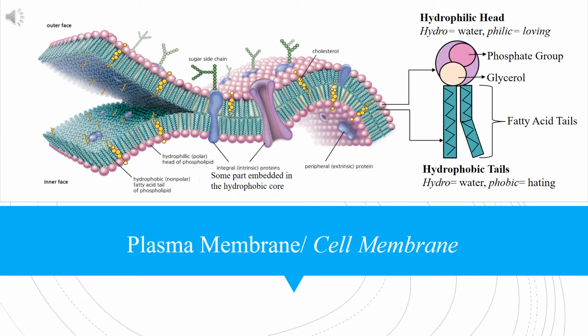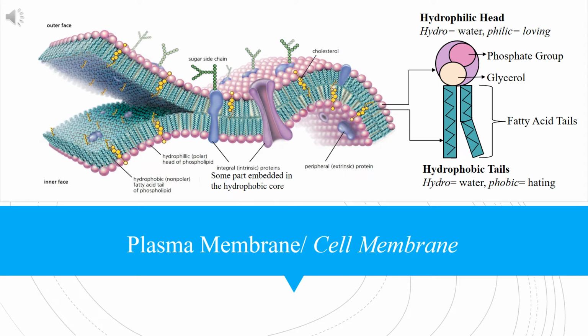Phospholipids. They make up almost 40 to 50% of the plasma membrane. A phospholipid molecule is made up of a hydrophilic head and two hydrophobic tails. Now, what do hydrophilic and hydrophobic mean? Hydrophilic. Philic means loving or attracting. Hydro means water. Therefore, it is the water-loving or water-attracting head of the phospholipid. Hydrophobic. Phobic means fearing or hating, and hydro means water. Therefore, hydrophobic tails are the water-fearing or water-hating tails of the phospholipid.